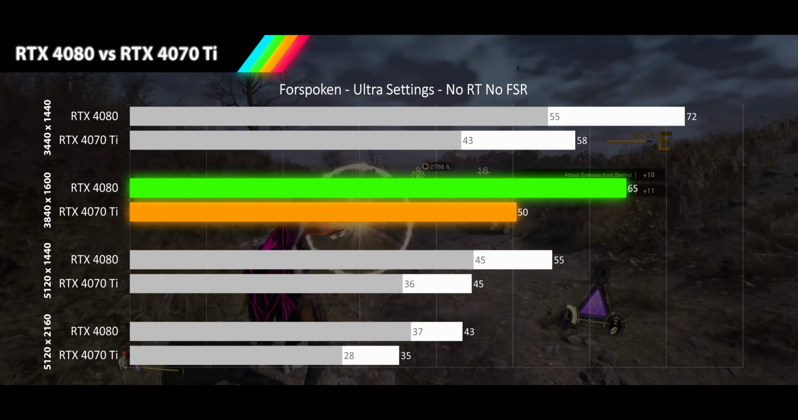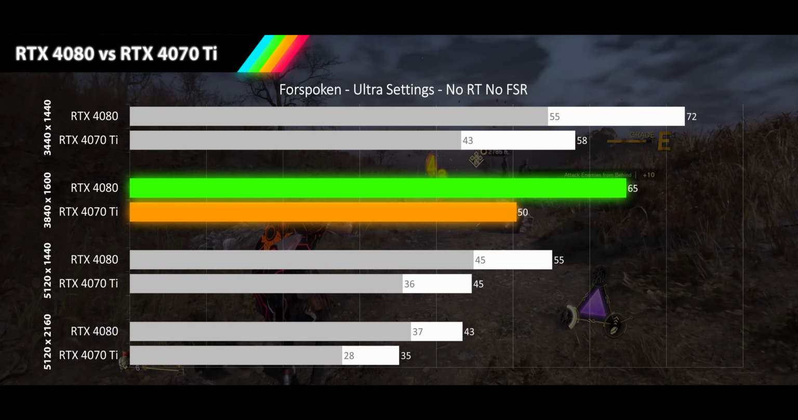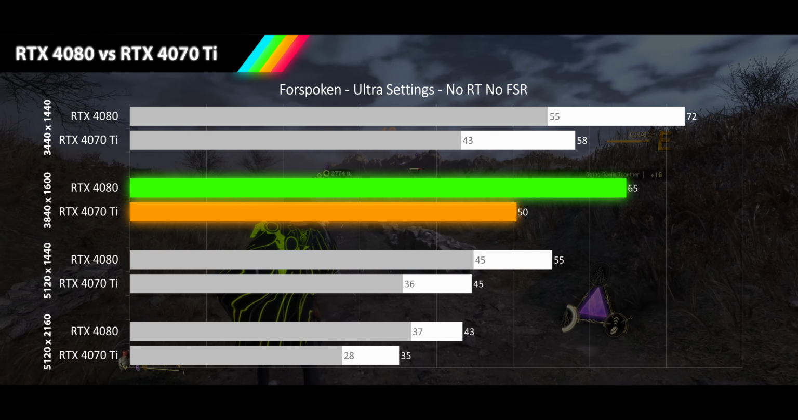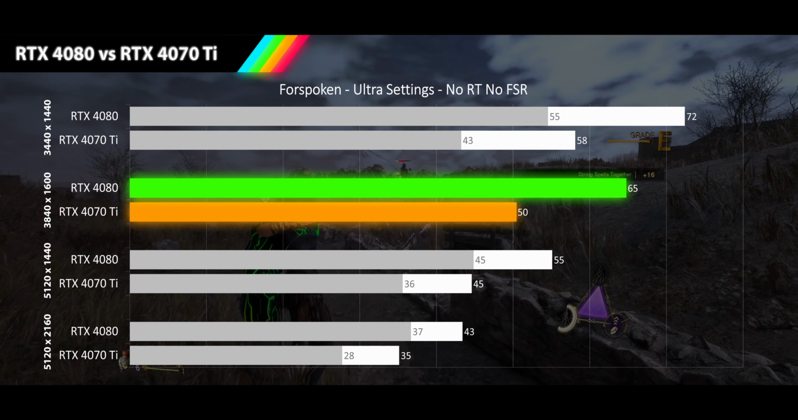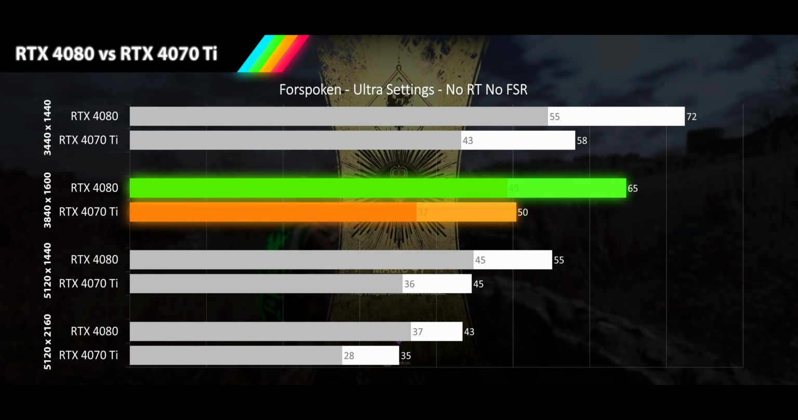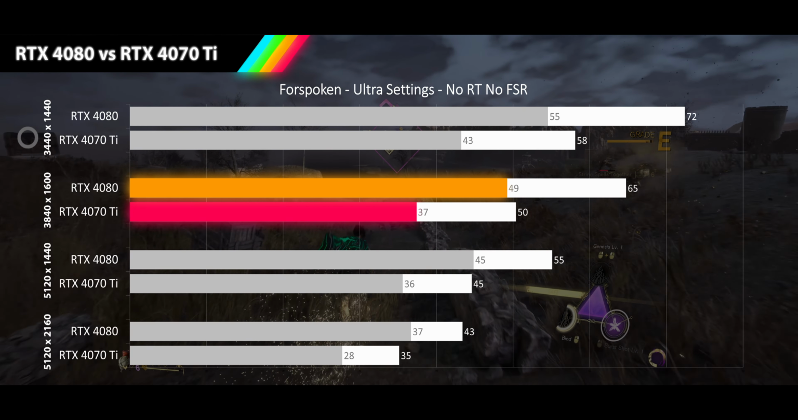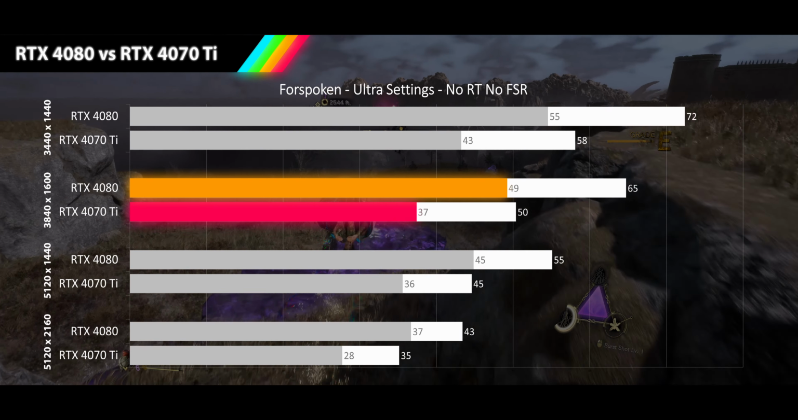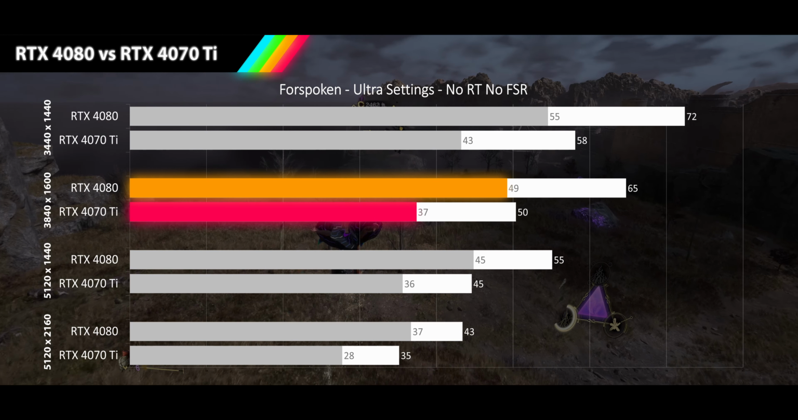Moving up to our 1600p ultrawide resolution, we see the 4080 still in smooth range, with a 65 FPS average, 29% ahead of its 4070 Ti at 50 FPS. We still see acceptable 1% lows for the 4080 and 32% slower unacceptable 1% lows for the 4070 Ti.